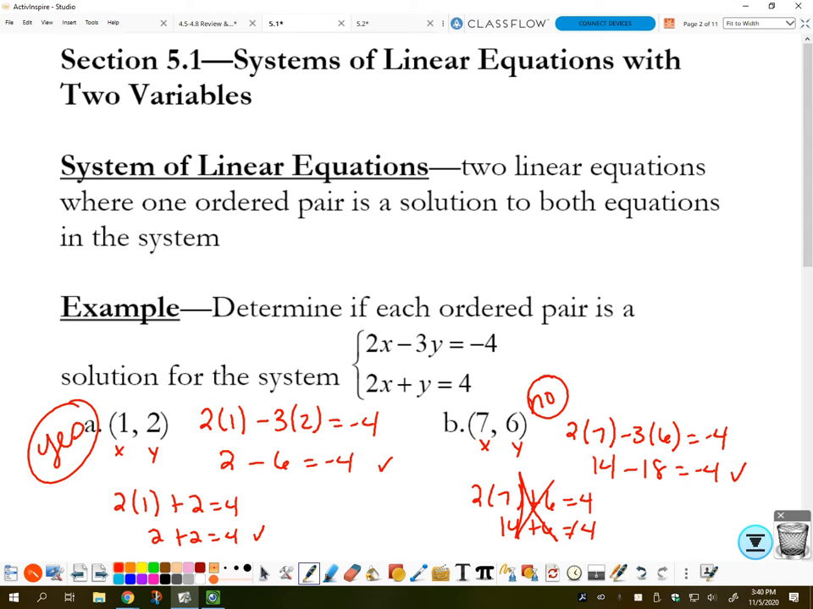Alright, I jumped over the definition of a system of linear equations. It's 2 or more linear equations. Well, for linear, it's just 2. What we're going to do tomorrow aren't actually linear. They have 3 variables. So a system of linear equations is 2 linear equations where one ordered pair is the solution to both.